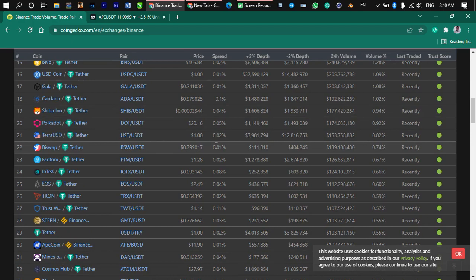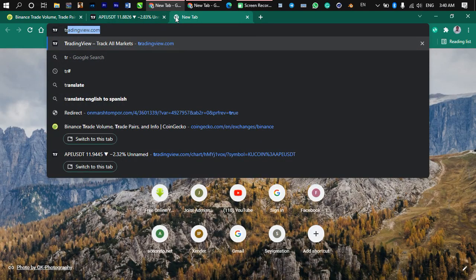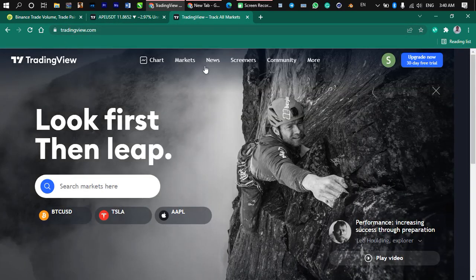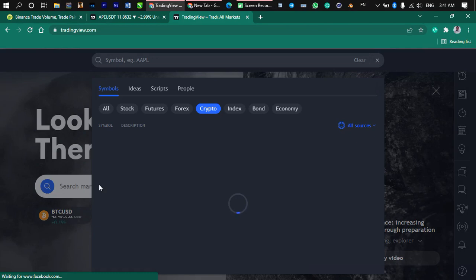Yeah, BSW. So let me use it for the trading view. Just click on trading view. Okay, so just like I said earlier, click on the search market. So let me check the name of the coin once again.